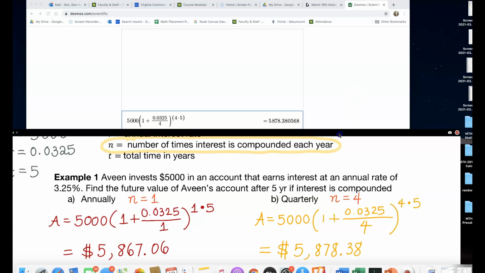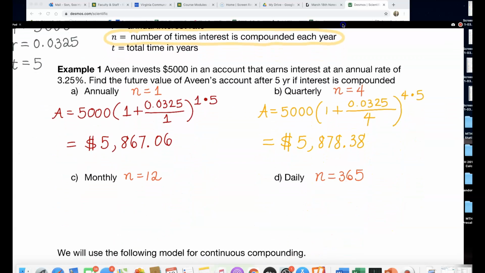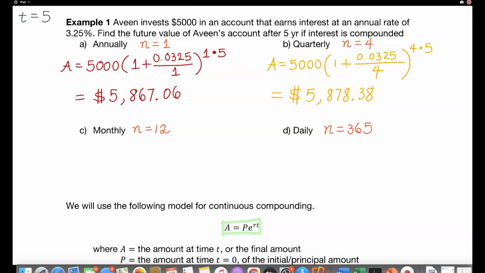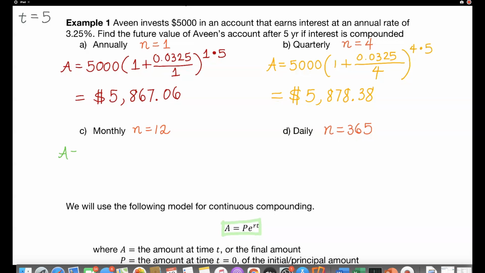All right, let me do 2 more with you. Well, this time we have monthly. That means n is 12. So let's keep everything the same, but let's change the n value to 12. A equals 5,000 times 1 plus 0.0325 divided by what? 12. And we raise that to 12 times 5th power.